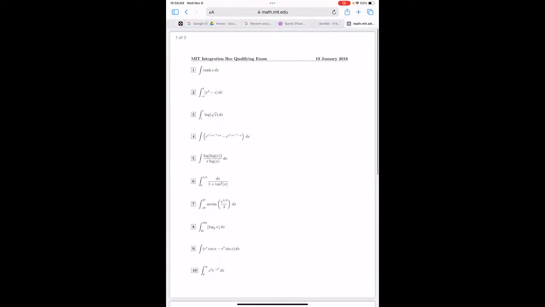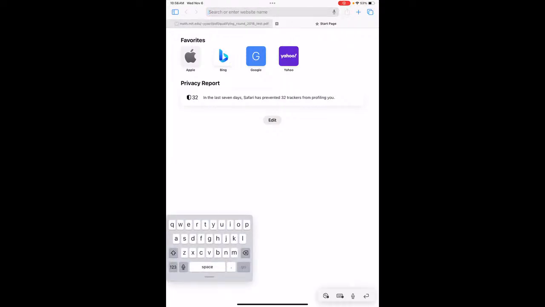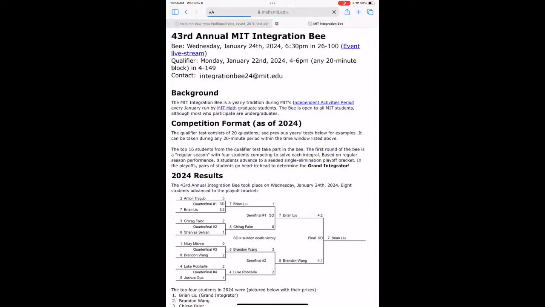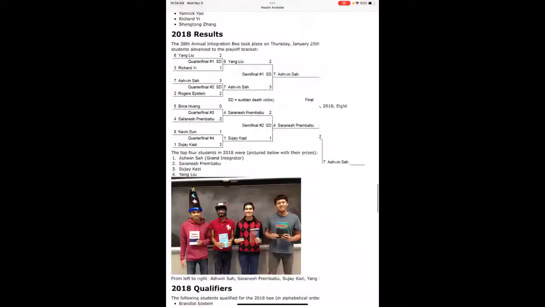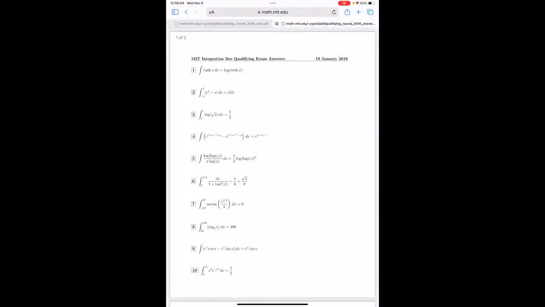Oh wait, did I just cancel that? Okay, let me remove these other tabs. Again, search for the MIT Integration B, and it's over here. I can just go to the solutions of 2016 answers. Okay, so yeah, it's log of cos x, which is the right answer.